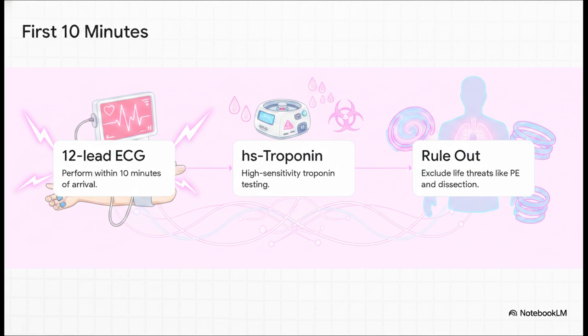First up, get a 12-lead ECG within 10 minutes of arrival. Second, utilize high-sensitivity troponin testing. This is absolutely the preferred biomarker to quickly confirm or exclude myocardial injury. And third, you have to systematically rule out those immediate non-ischemic life threats, specifically thoracic aortic dissection and pulmonary embolism.